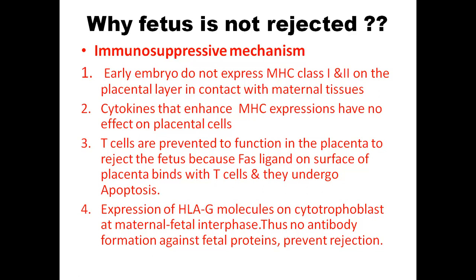So there is prevention of expression of MHCs as there are no cytokines. Then due to the presence of Fas ligand on the surface of the placenta, the T cells undergo early apoptosis, so they cannot destroy the graft, and HLA-G molecules at the maternal fetal interface prevent antibody formation and also prevent the rejection. Thus, the fetus being a graft is not rejected. There is cross immune tolerance.